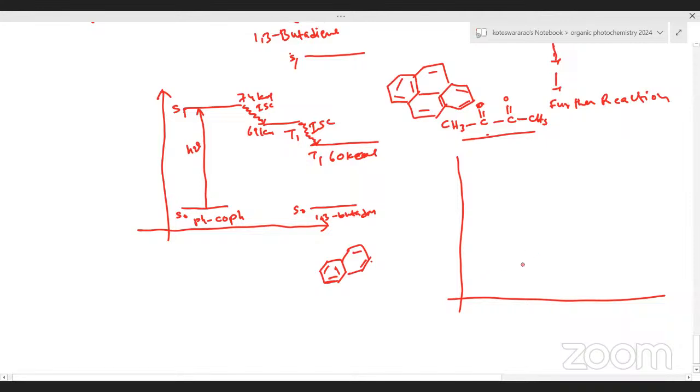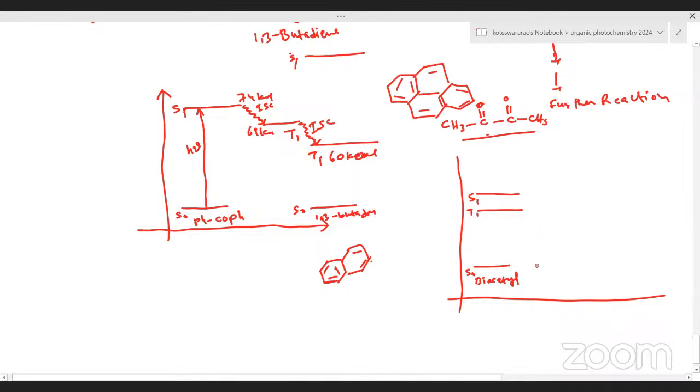Look at here. First, I am taking the biacetyl here. This is the S0 state of biacetyl, and its corresponding S1 state is like this. This is the S1 state, and its corresponding T1 state is like this.